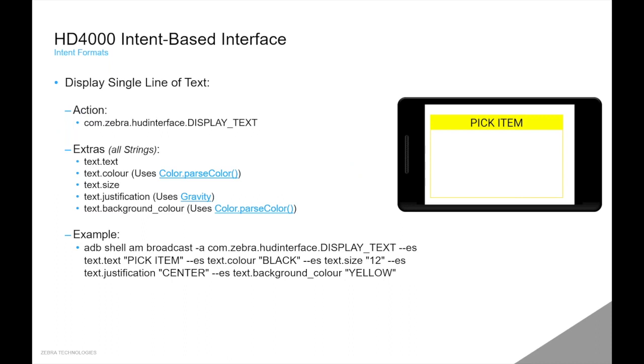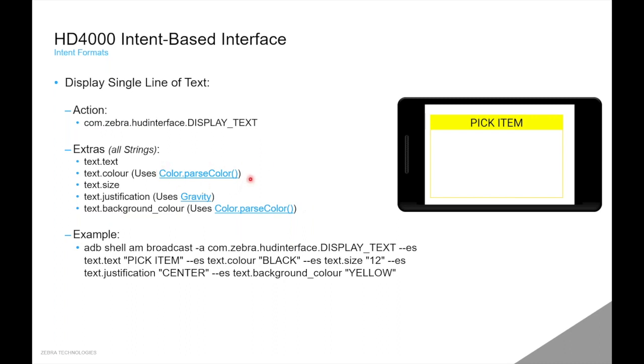So moving on then into what intents are supported. If you want to display text using this intent-based interface, this is the intent action that you would call: display text. These are the extras, and these all are in string format. So even the size is a string, it needs to be wrapped in a string. And these are the 5 extras that you would include to define what you want your text to look like. So text.text is just the data that you want to display, so the text to display. Text.color is the color of the text, the size, the justification, so left, center, or right. And then the text background color is the background color.